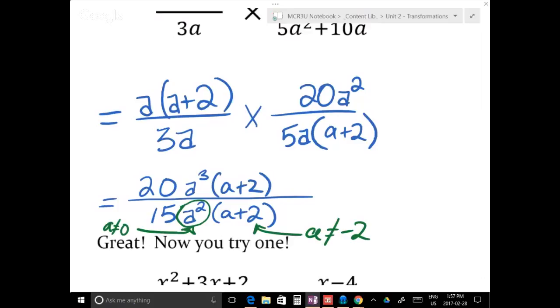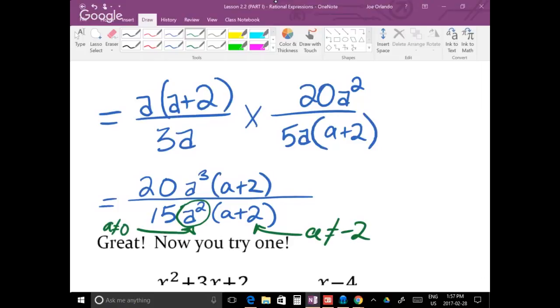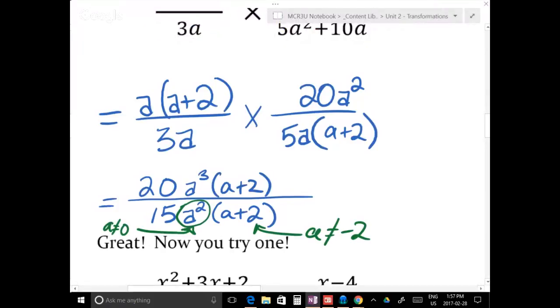And then you can cancel. Is there anything on the top that's also on the bottom? Simplify. What do you think? What's on the top that's also on the bottom?